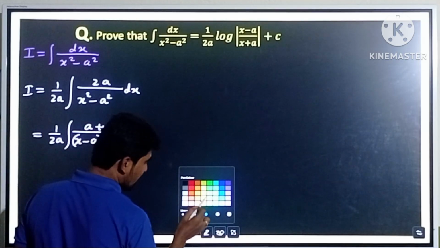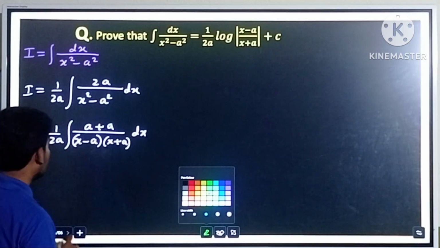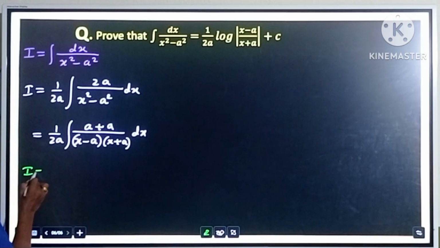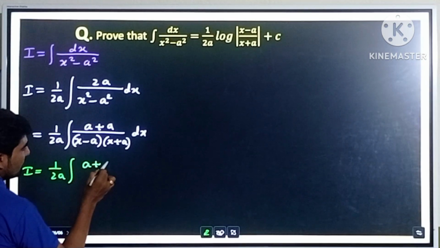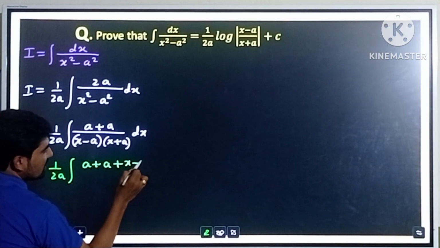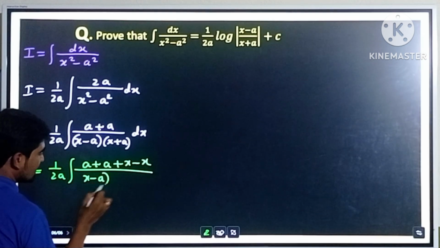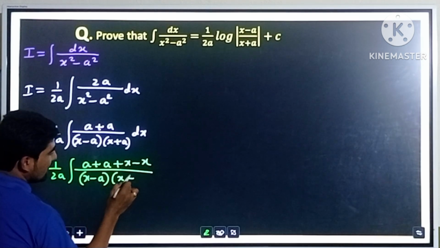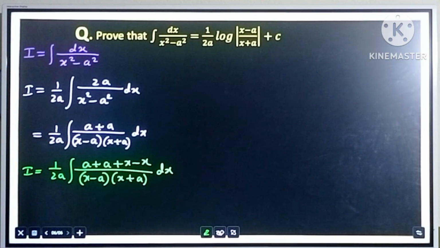Now what next? What did we do earlier? Same, add and subtract x in the numerator. Therefore I is equals to 1 by 2a into integration of a plus x minus x divided by, as it is, x minus a into x plus a with respect to x. I hope all of you understanding.